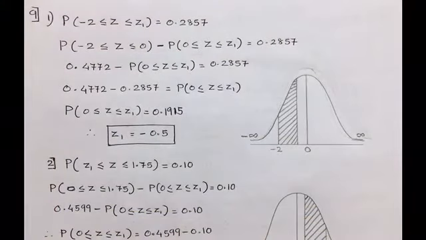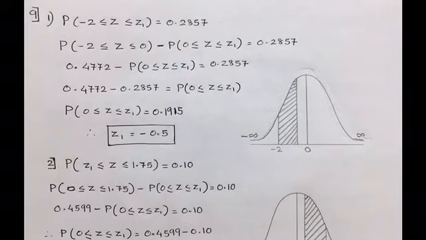Chapter 3, Normal Distribution, Exercise 3, Section D, 9th one. The question is, if Z is a standard normal variable and Z1 represents the Z score, then estimate the value of Z1 so that the following conditions are satisfied.